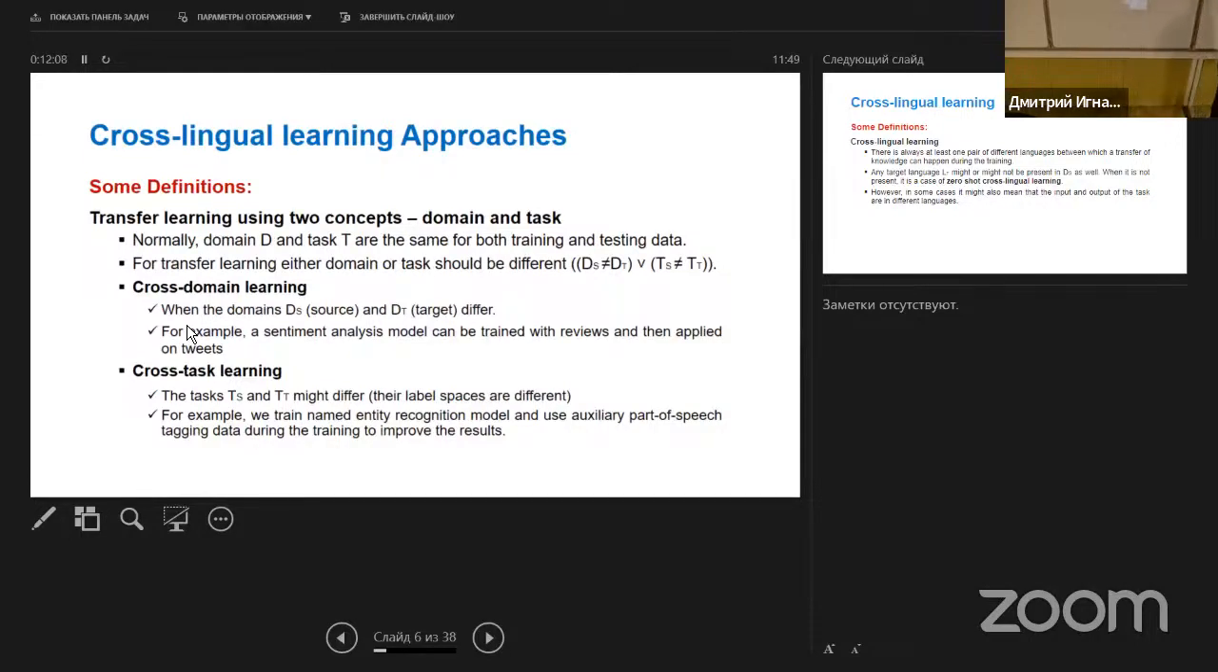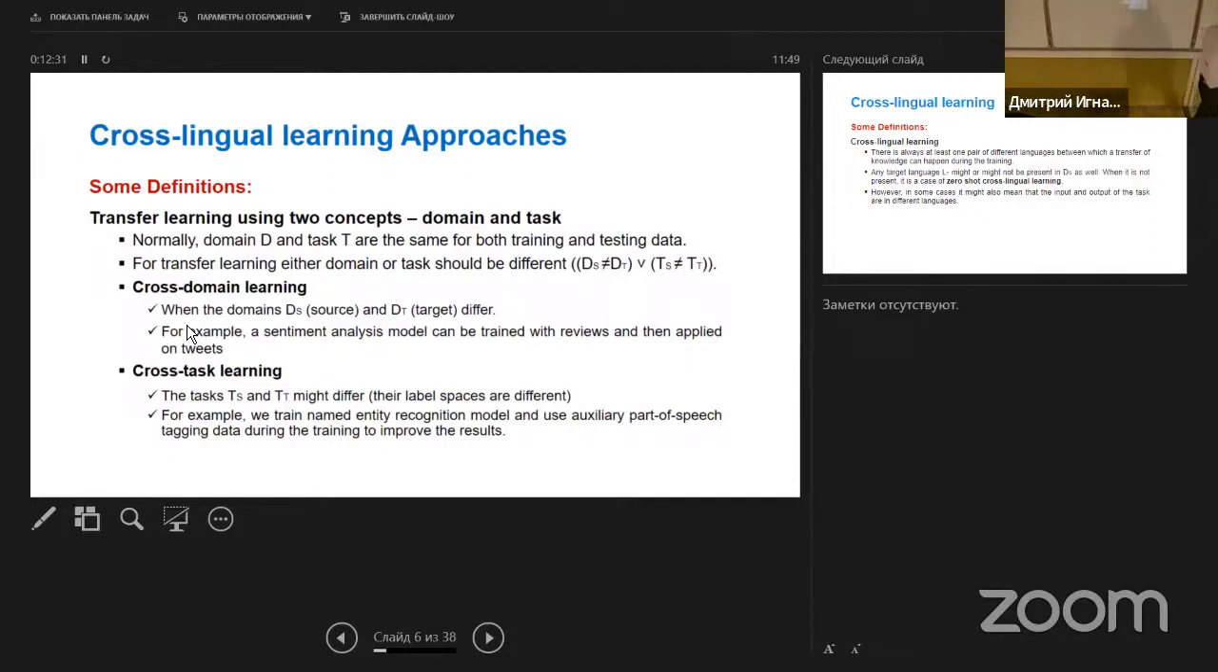For example, when our domains are different, meaning our domain differs, then we say it's cross-domain learning. For example, a sentiment analysis model can be trained on a reviews data set, but it can be tested on the tweets data set. That is cross-domain transfer learning.